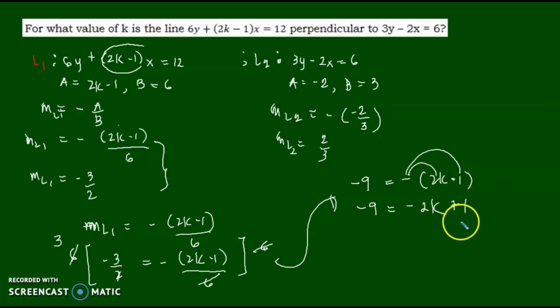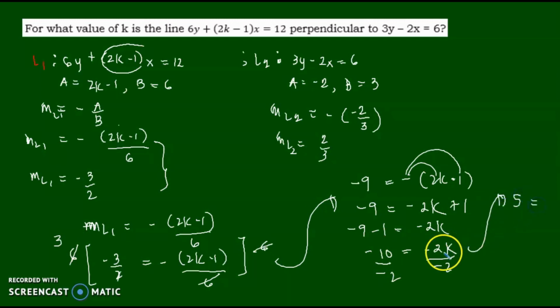And then, add negative 1 on both sides. Okay, so that is negative 9 minus 1 is equal to negative 2k. So negative 9 minus 1 is equal to negative 10, which is equal to negative 2k. And then, divide the whole equation by negative 2. So negative 10 divided by negative 2 is equal to positive 5. Then in here cancel 2. Okay? So that one is k. So therefore, the value of k is equal to 5.